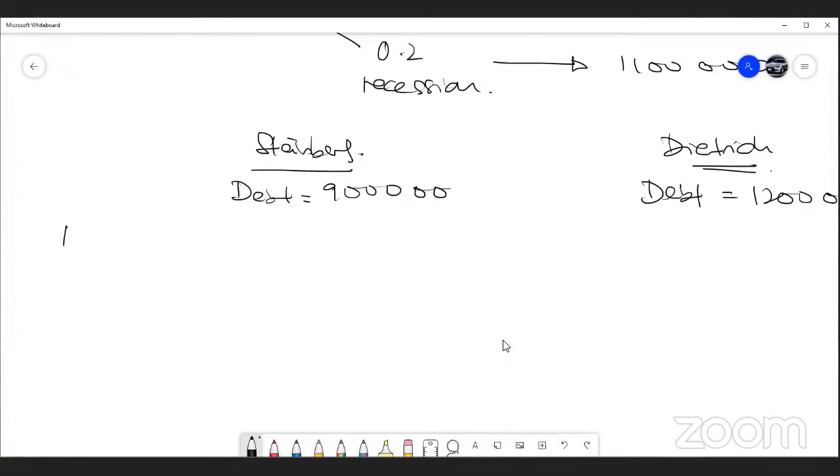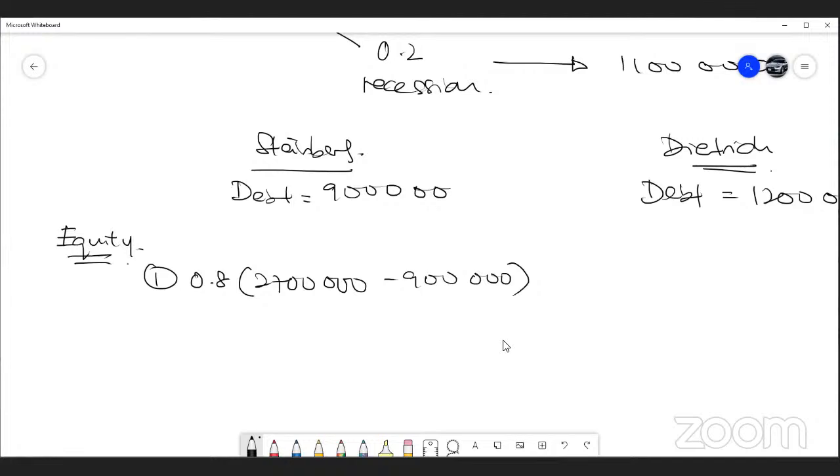Stenberg's equity has two potential outcomes. One, if it's on the expansion, so 0.8 out of 2.7 million, you need to pay off your debt first, minus 900,000. Okay, so this is situation number one.